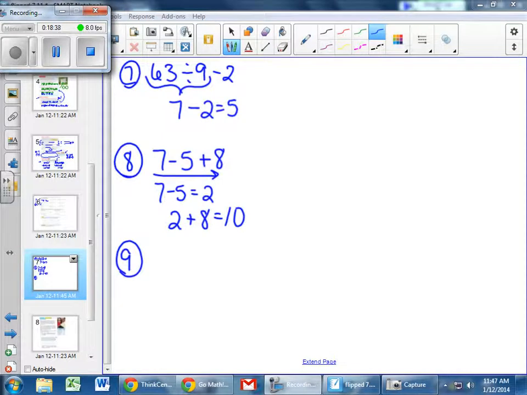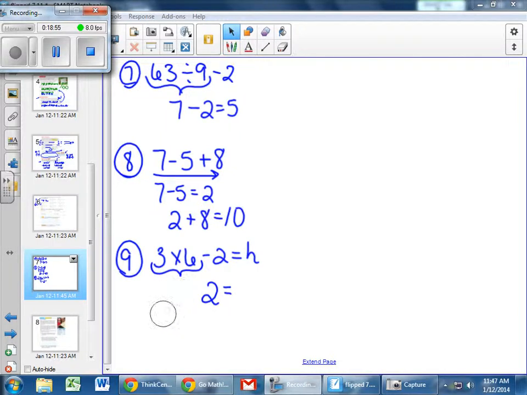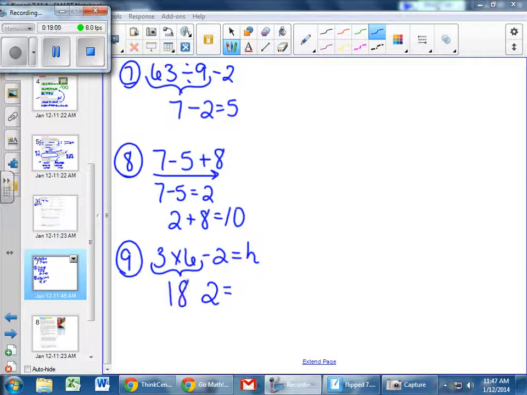Let's look at number 9. We're going to write 3 times 6 minus 2 equals h. Okay? First, multiply and divide from left to right. So here's my multiply. So I have 9 minus 2. Oh, that's not 9. I added. Holy. 3 times 6 is 18 minus 2. 18 minus 2 is 16. There's my answer.